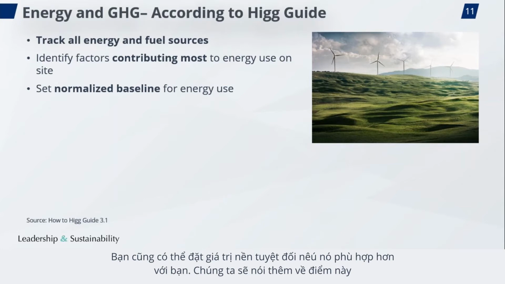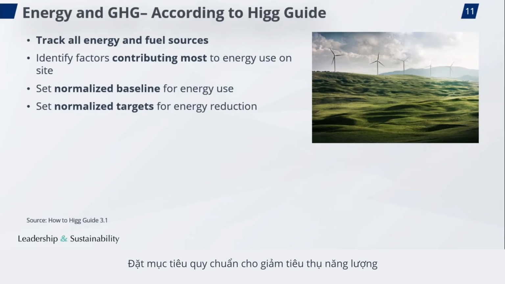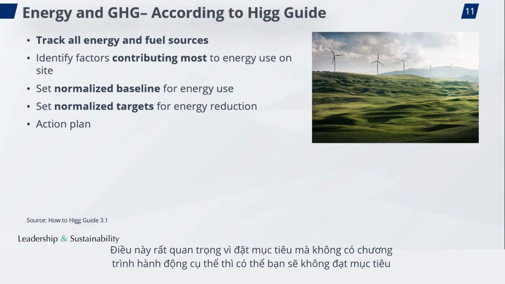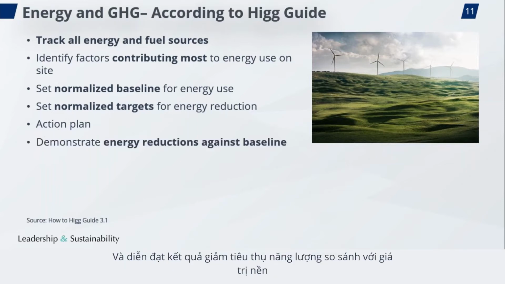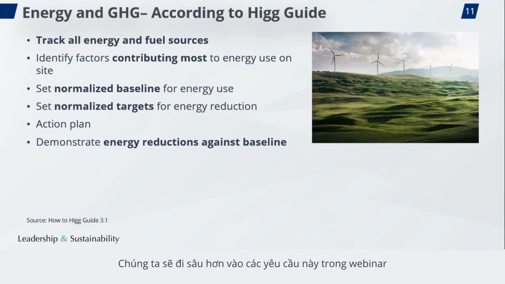We will talk a bit more about that later. And also set normalized targets for energy reduction. You can set absolute targets as well if you wish. Set an action plan with specific actions. This is of course very important. It's not enough to just set targets. If you don't have an action plan on how to reach your targets, you may not be able to reach them. And then to demonstrate energy reductions against the baseline. And we will dive deeper into these requirements now during this webinar.